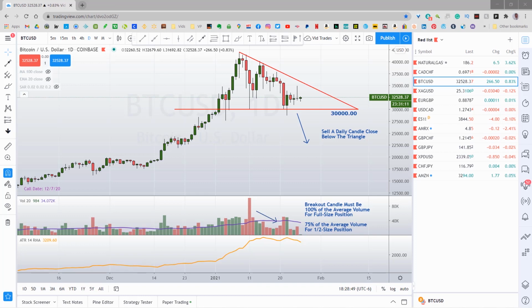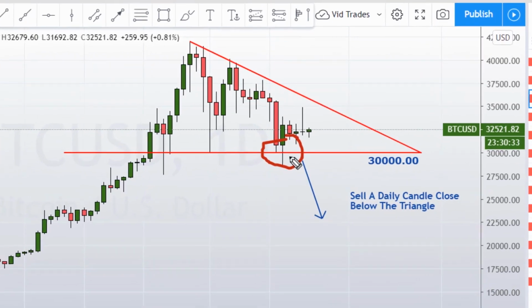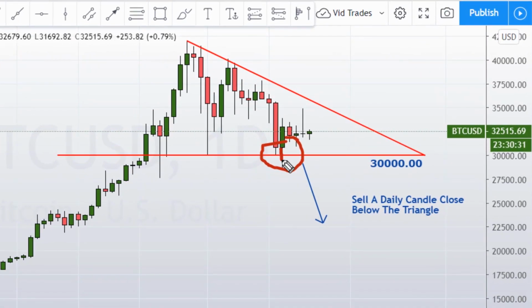Last week, Bitcoin attacked the 30K level right here with a big volume over a couple of days period. Apparently, a huge number of traders wanted to push it down, but it was rescued at the last minute, so to speak, right here on this candle.